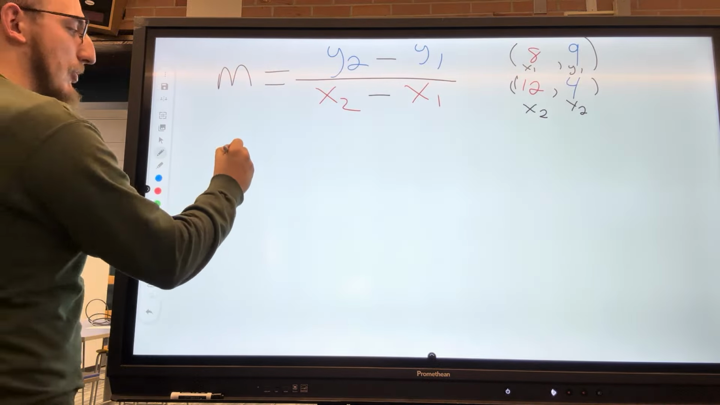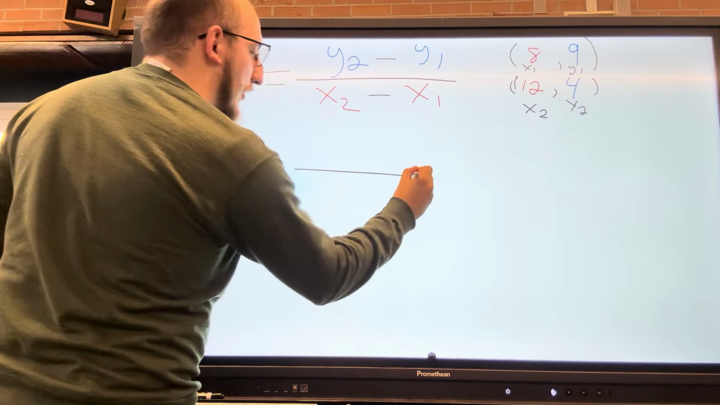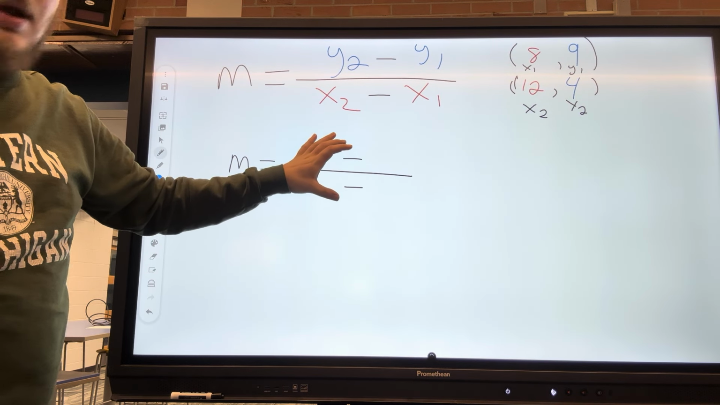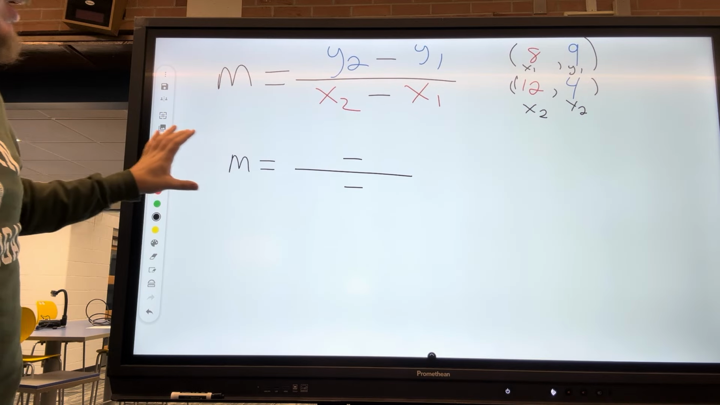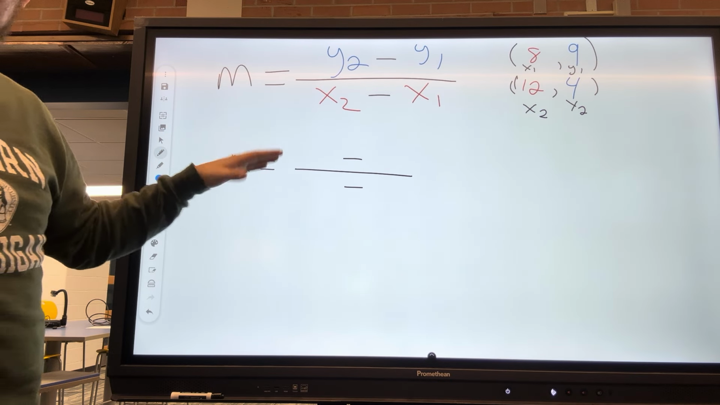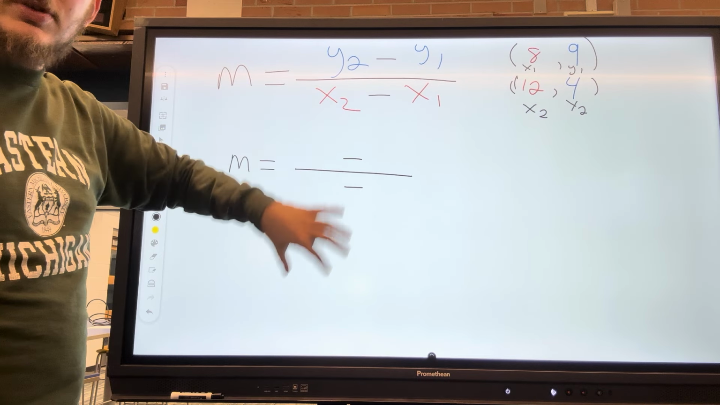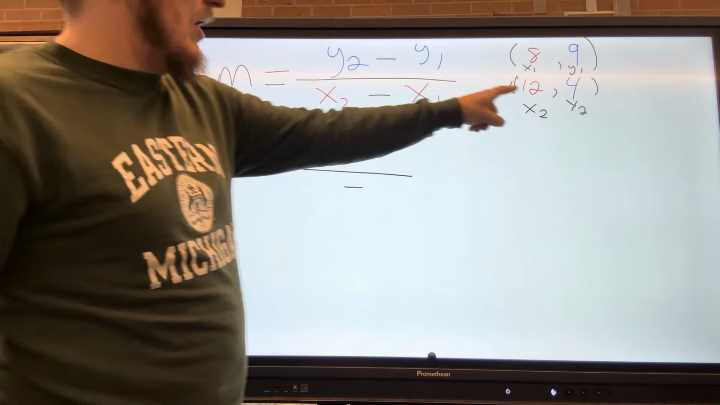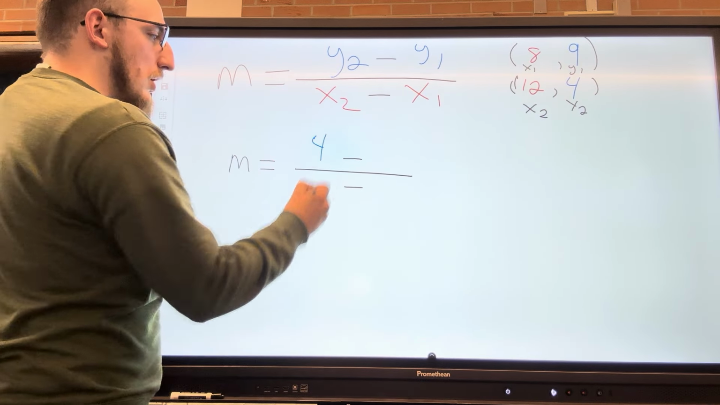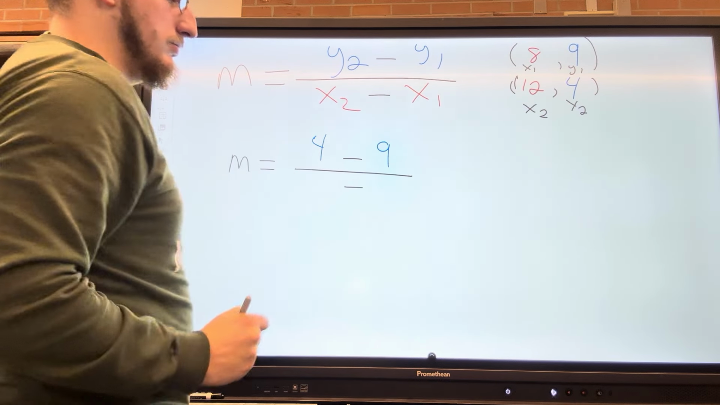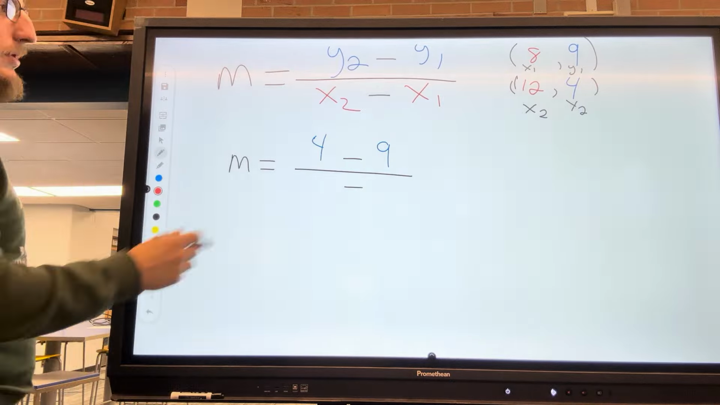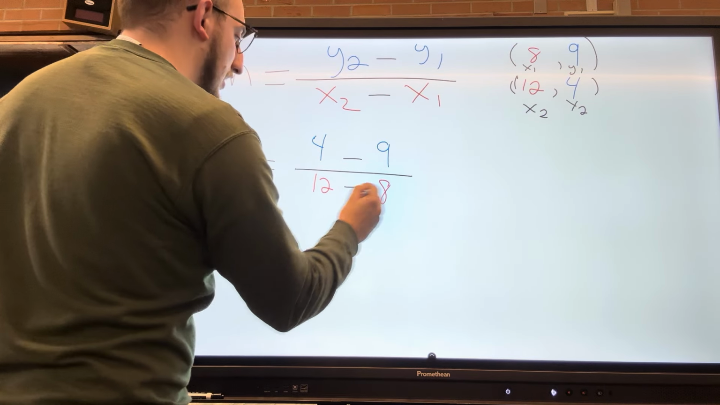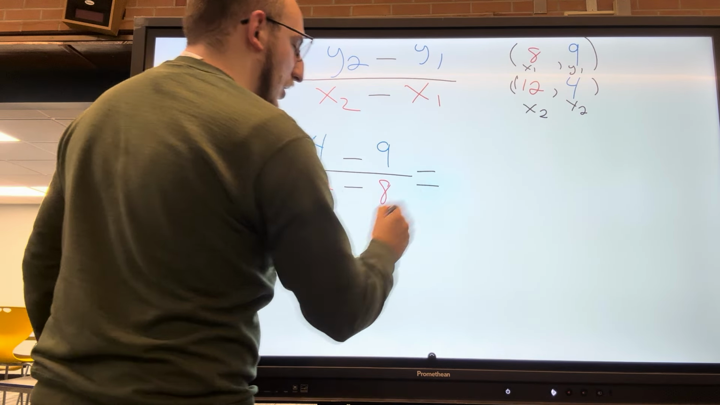So I'm gonna rewrite my equation. Notice how I'm using the same black framework, but I'm gonna plug in the new stuff. No matter what, my black framework's always gonna be the same. M equals, it's a division problem between two differences, yeah? On my top, I'm gonna write my y's. My y2 is 4. My y1 is 9. And then I go to my denominator. My x2 is 12. My x1 is 8. And now all I gotta do is solve this.